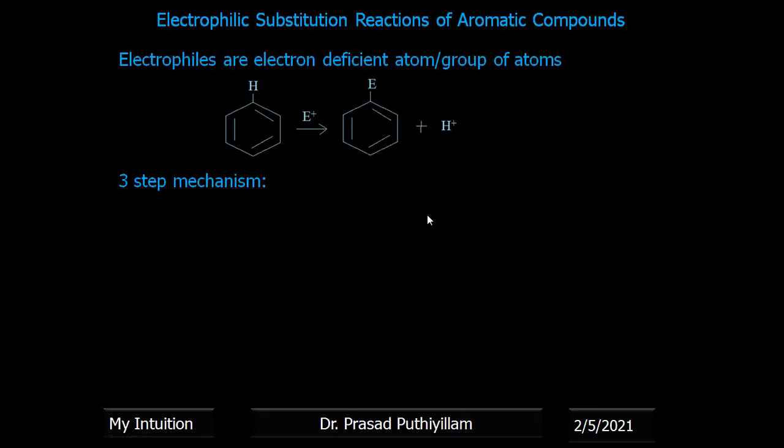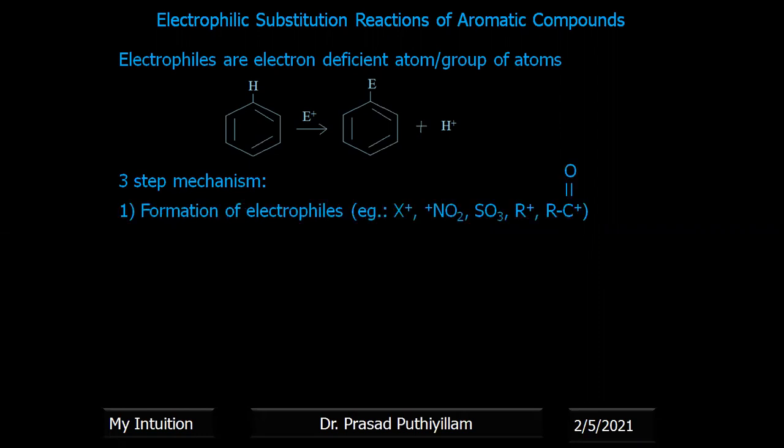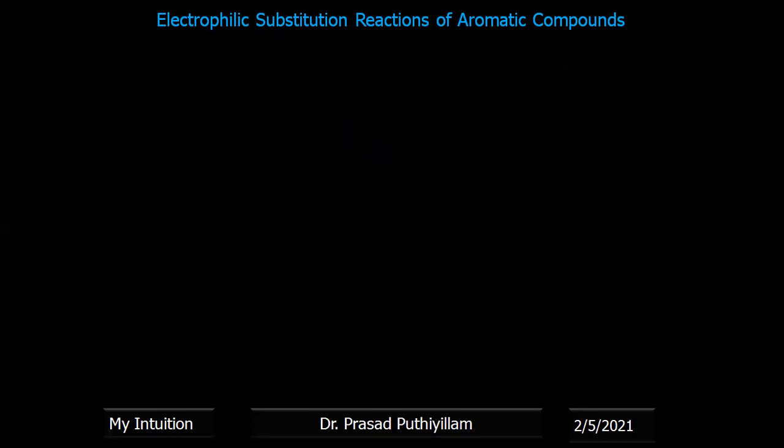There are three steps in electrophilic substitution reaction. First one is formation of the electrophile, like X plus in case of halogenation, NO2 plus in case of nitration, SO3 in case of sulfonation, R plus in alkylation reaction, mainly Friedel-Crafts alkylation, and RCO plus in Friedel-Crafts acylation reactions. Attack of the electrophile is the second step, and the last step is deprotonation or removal of a proton.